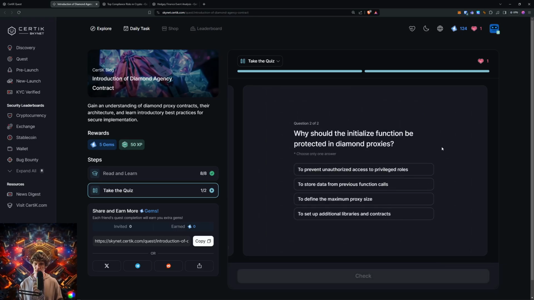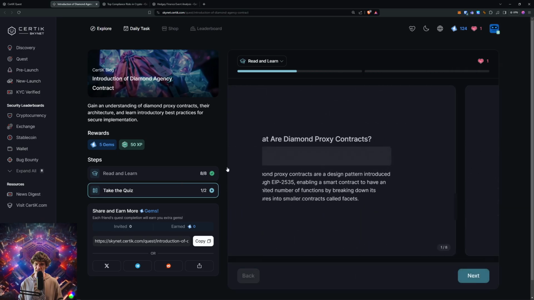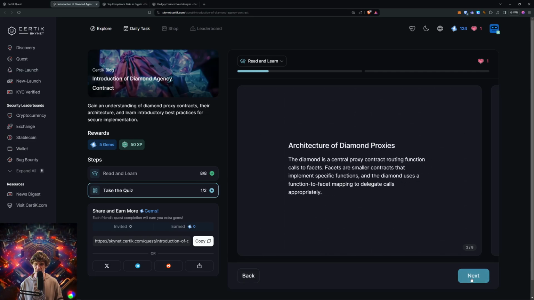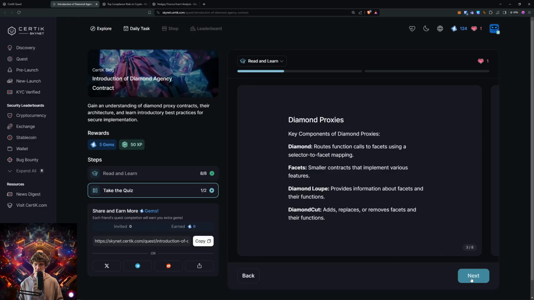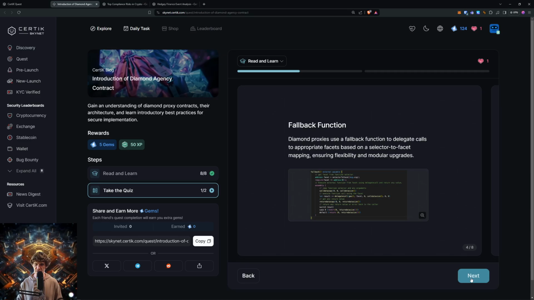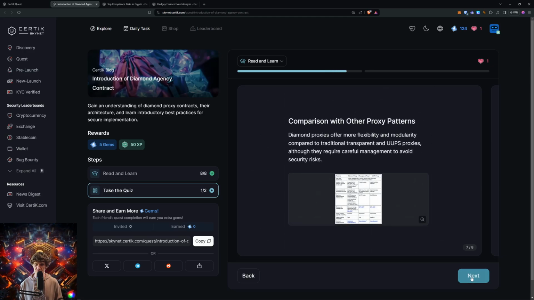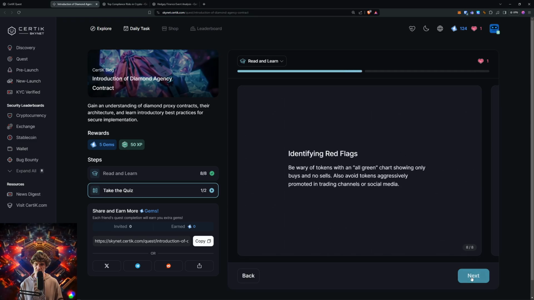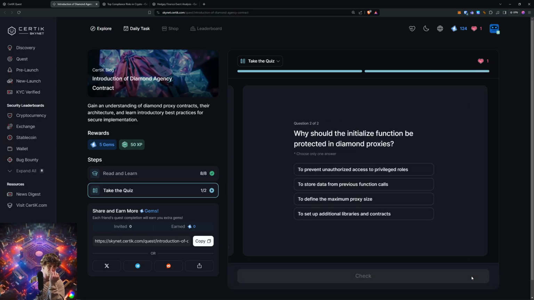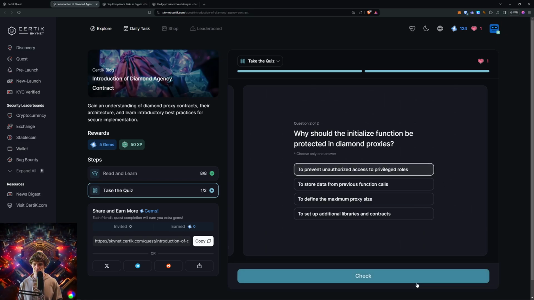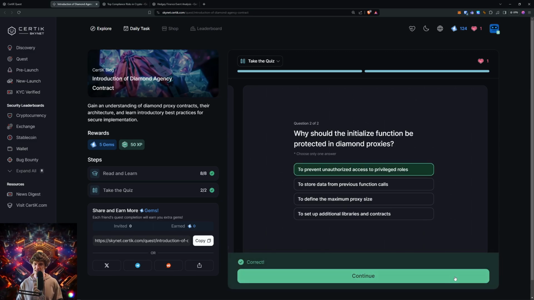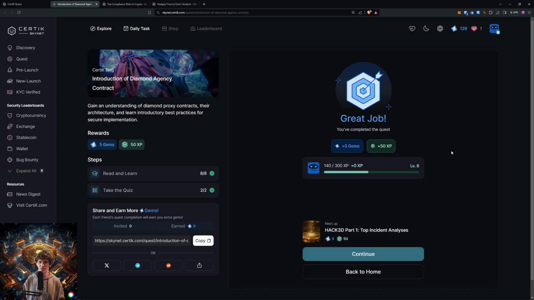So true. So why should the initialize function be protected in diamond proxies? I don't know that. Let's look for the initialize function. I'm just guessing at this one. Oh, yes, to prevent unauthorized access. Way to go on the guesses.